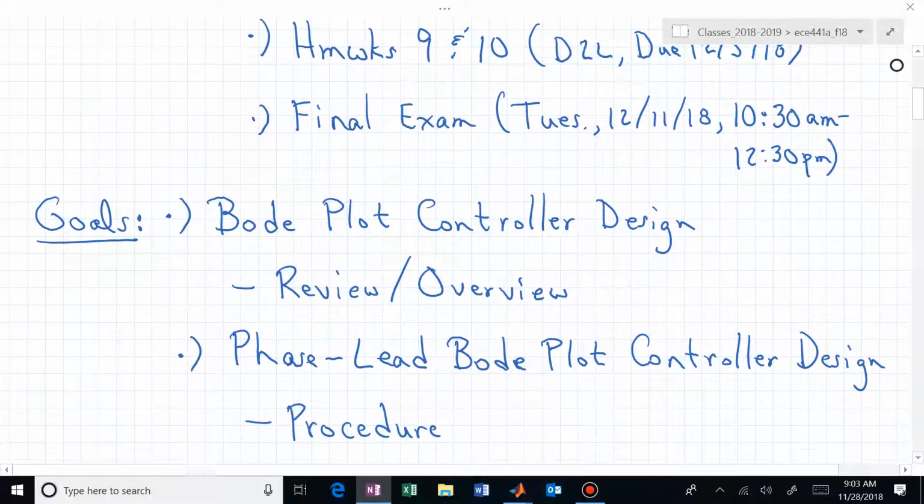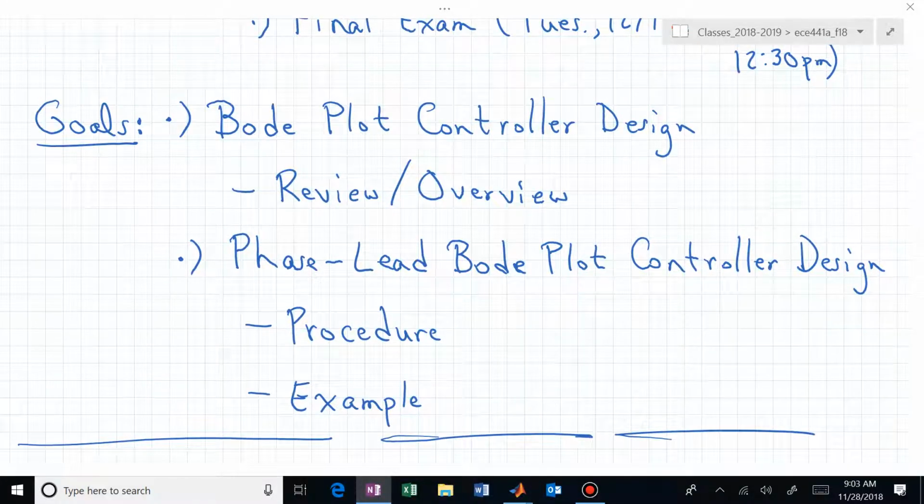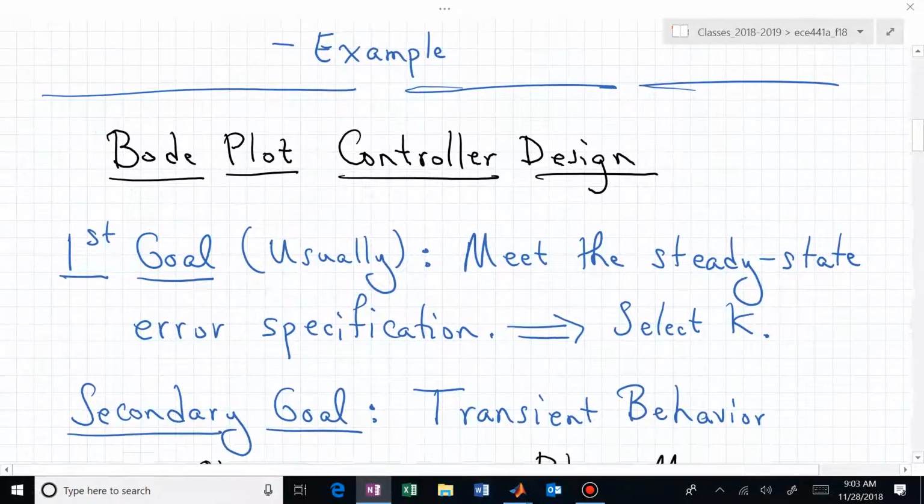Today what I want to do is review and provide an overview of why and how we're doing controller design using Bode plots, and then we will get into the procedural steps for designing the second of these controller designs, which is the phase lead controller design, and we'll try to get into an example. I have many things set up. Hopefully everything will go according to plan.